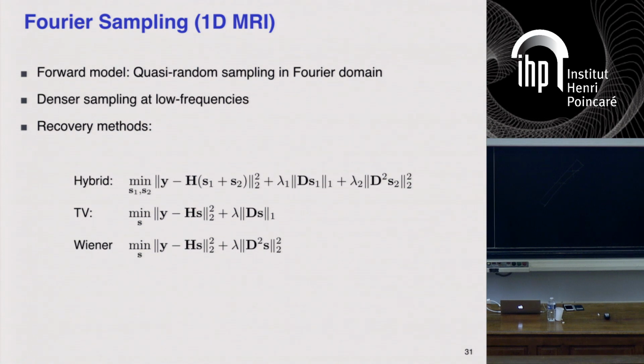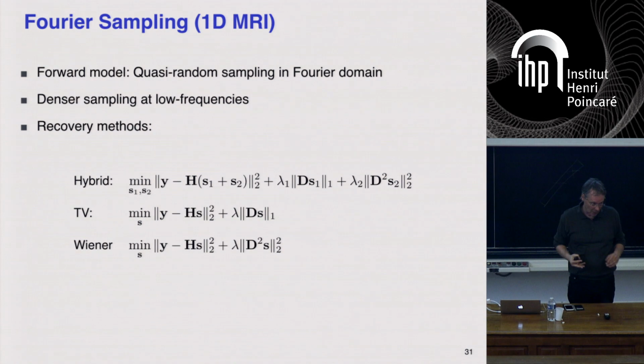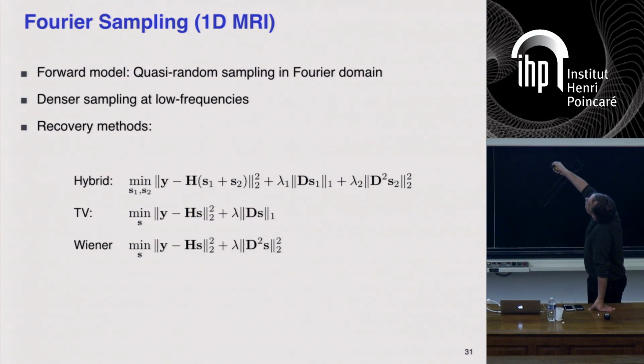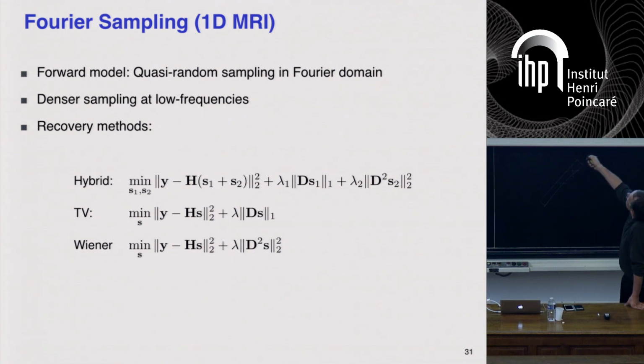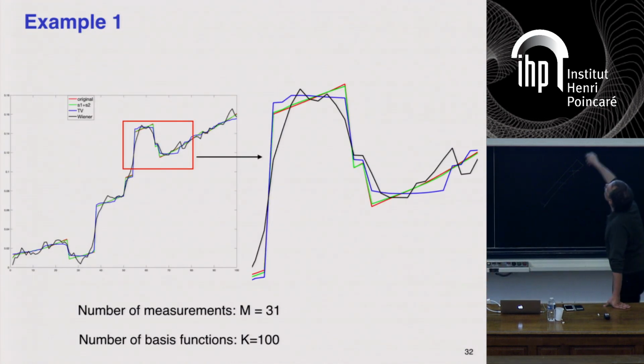And so here's an experiment. Fourier sampling. In this case, we take a quasi-random Fourier sampling in sinusoids to measure. It's like simulating MRI, with a little more at low frequency, like in MRI, where you always take more at low frequency. Now we're comparing the three methods. Hybrid, essentially, has an L1 term on the S1 and an L2 term on the S2. We have TV, just the L1 term, and we have Wiener, just the L2 term. Here are the reconstructions for the three methods. Now, the black here is Wiener.